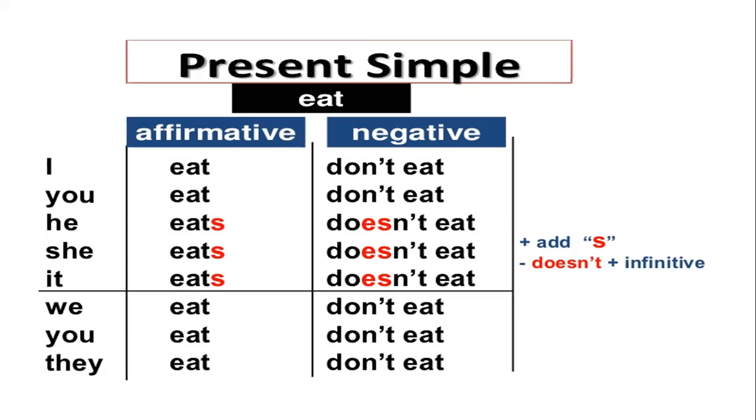Negatives, don't eat. I don't eat, you don't eat. He, she, it doesn't eat. Look that here, what we do is to add the ES to the auxiliary verb do, not to the main verb, right? Doesn't eat. She doesn't eat. It doesn't eat. So we add an ES, in this case, to the auxiliary do, not to the main verb. Only for negative sentences using he, she, it. We don't eat. You don't eat. They don't eat.